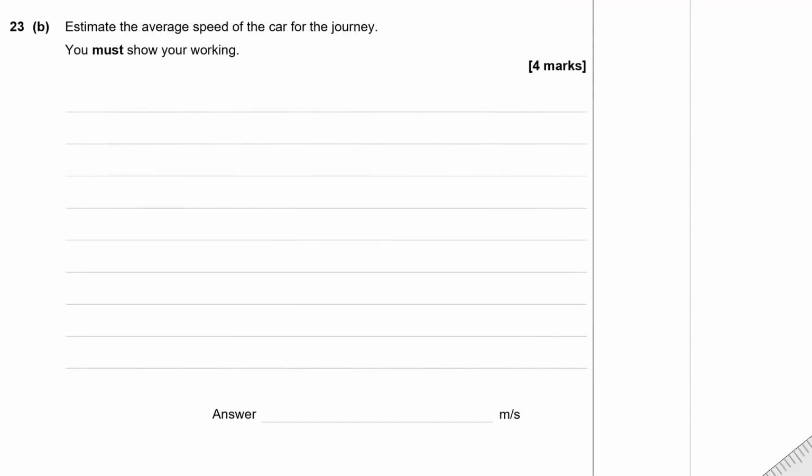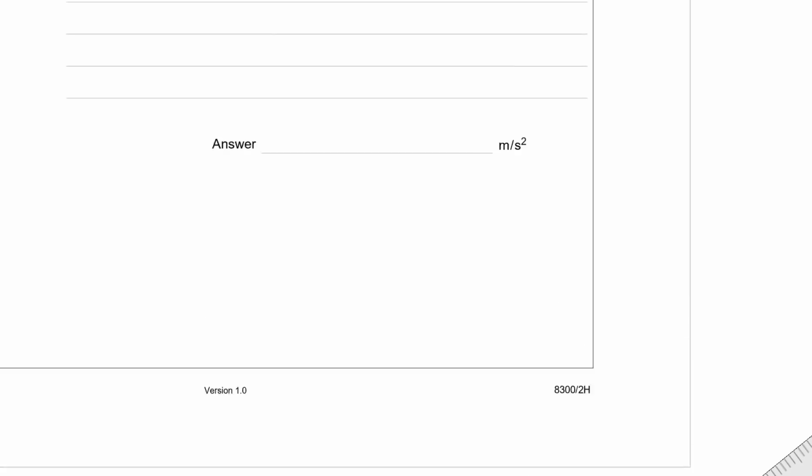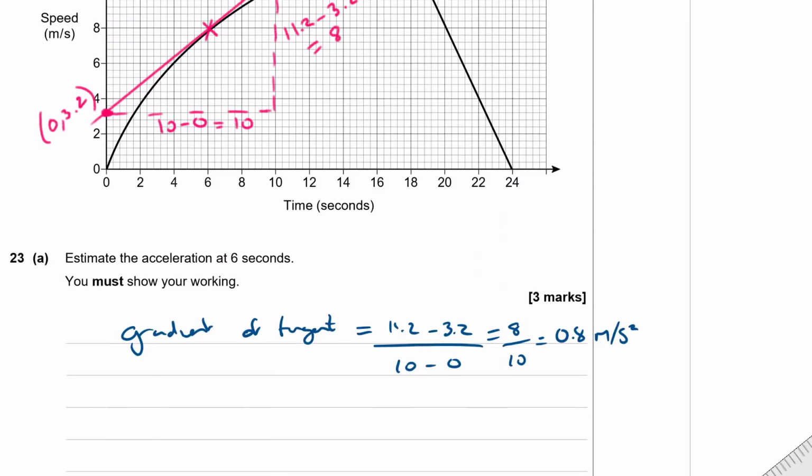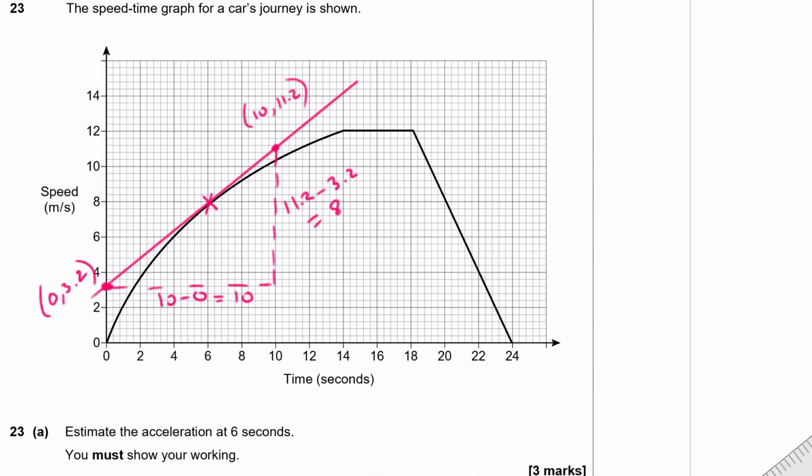Part B wants us to estimate the average speed of the car for the journey. So we all know that average speed equals total distance travelled divided by time taken. Okay, so basically we know the time taken, but the distance is what we're going to need to work out. Now you'll remember that the distance on a speed time graph is given as the area under the curve or under the graph.